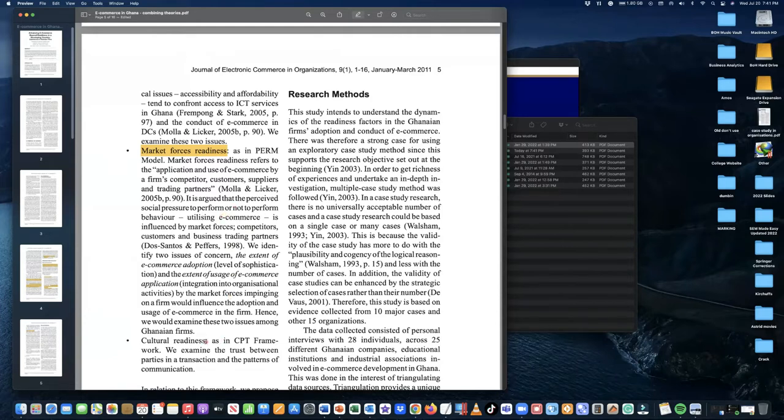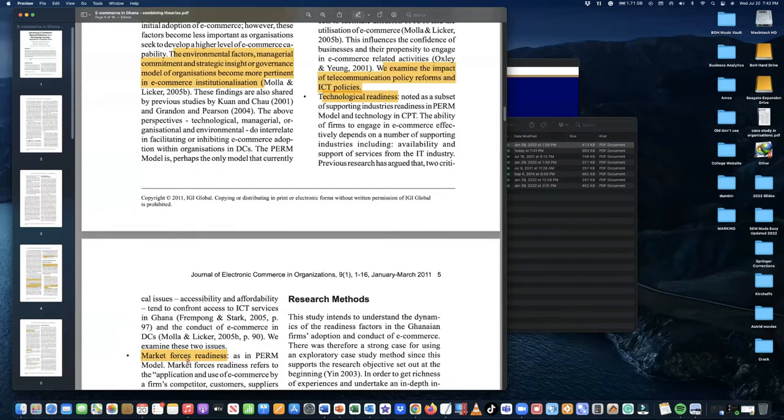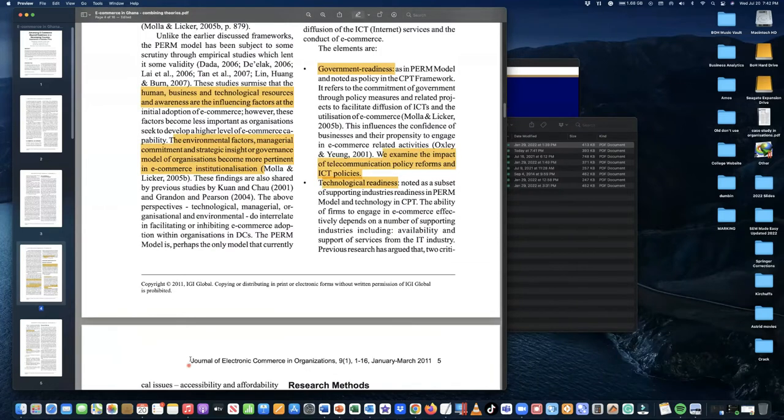The last one is cultural readiness, as seen in the CPT. There's no cultural readiness in the PEM model, so we drop it. We examine the trust between the parties in transaction, the patterns of communication. So if you look at the work itself, I have got the technological readiness, the government readiness, and the market readiness, and then cultural readiness.